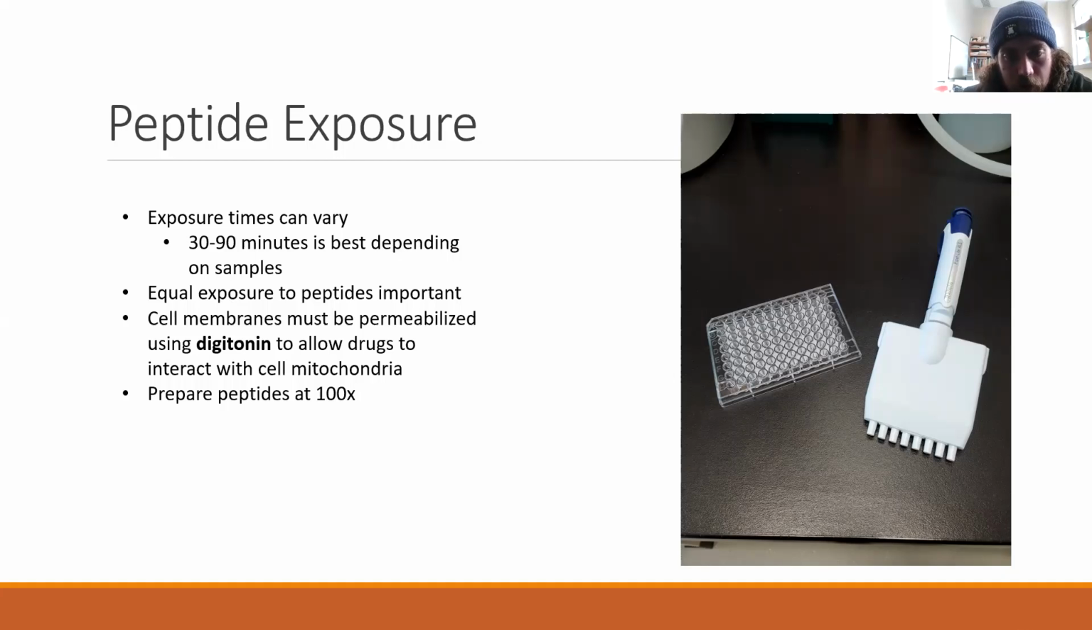The cell membranes must also be permeabilized using digitonin to allow the drugs to interact with the cell mitochondria. So usually, when you're ready to expose your cells to peptide, we put them in a buffer with digitonin, mix them up, and then equally distribute them across the wells. And I usually prepare my peptides at 100x and then dilute down into each well to 1x. But there are many individual ways of getting to the end concentration that you desire to use.